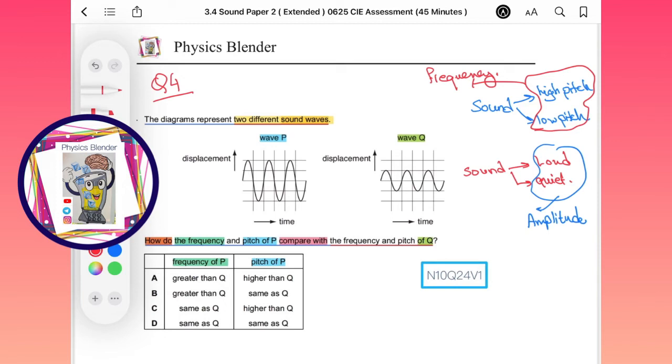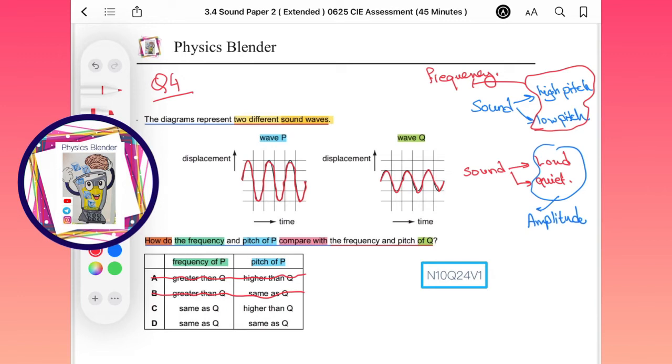Let's compare here the diagram. You will see that the number of waves per second, they are the same. You have here P, you have 1 complete wave, you have 2, you have 3. Okay, and wave Q also, you have 1, you have 2, you have 3 during the same time, which means they have the same frequency. So now you have to exclude B and A. So frequency of P and frequency of Q, they are the same.